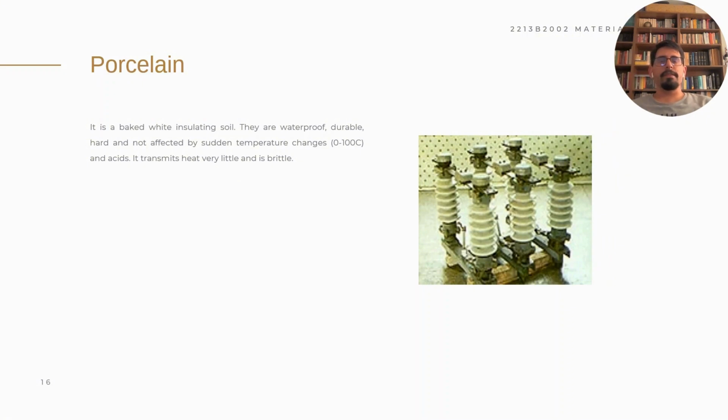Porcelain is made from white insulating soil that's been baked. It's waterproof, durable, and hard. One of its standout features is that it's not affected by sudden temperature changes anywhere from 0 to 100 degrees Celsius. It's also resistant to acids. Porcelain doesn't conduct heat well. It transmits very little of it, and just like glass, it's brittle, so it can break under mechanical stress.